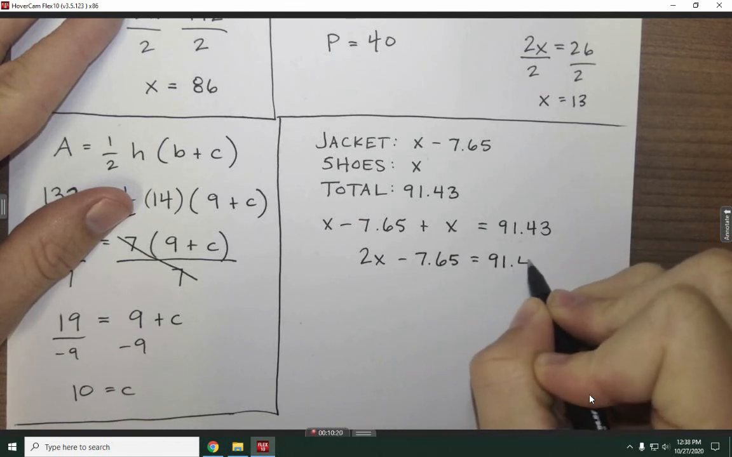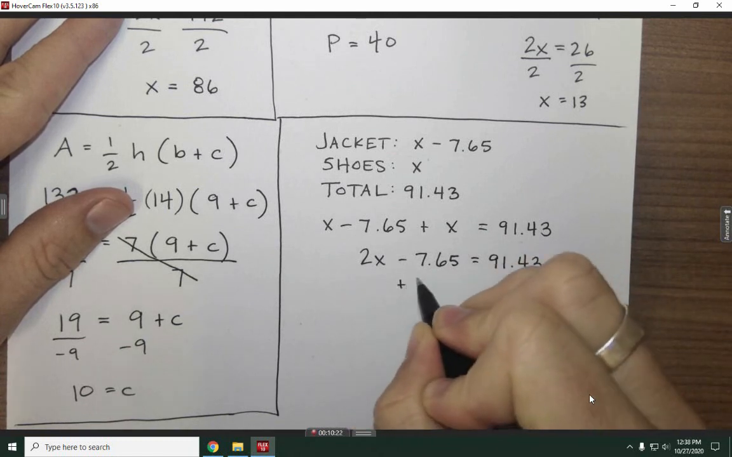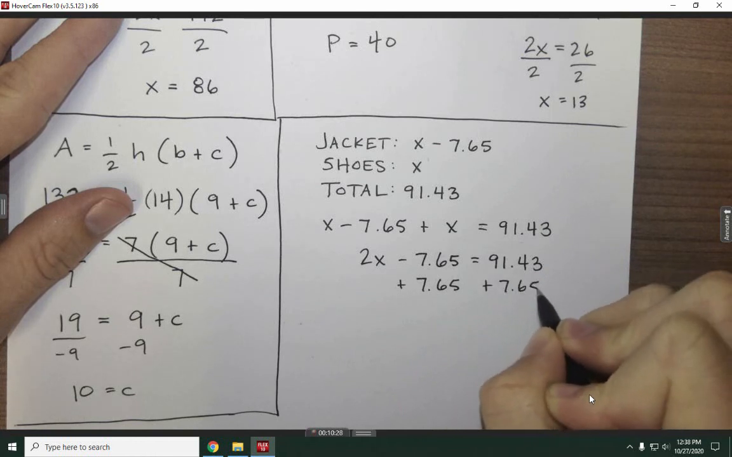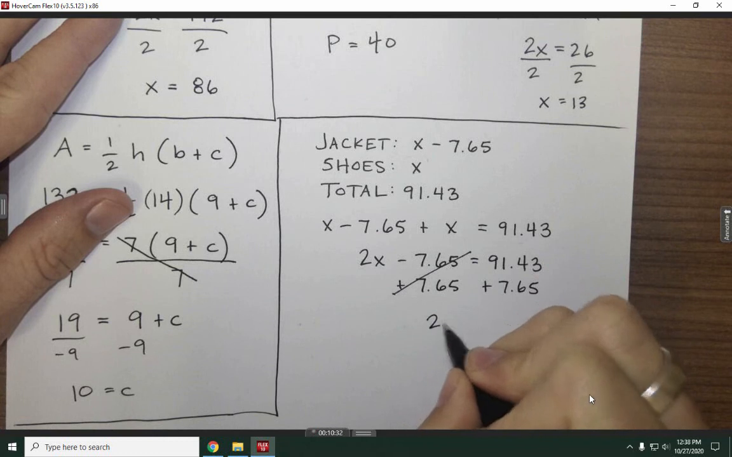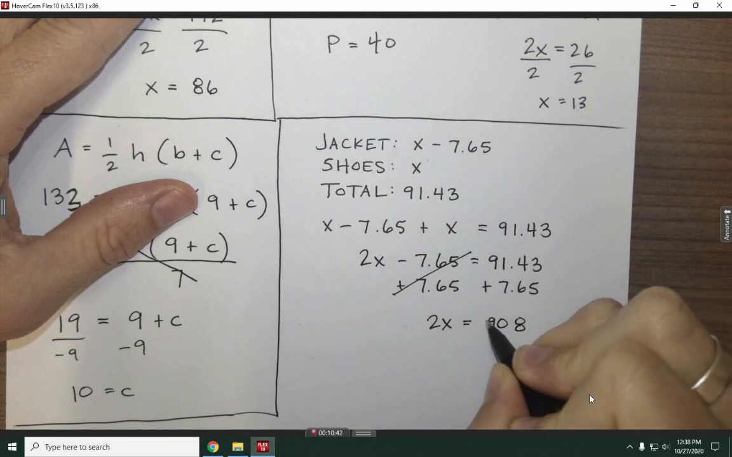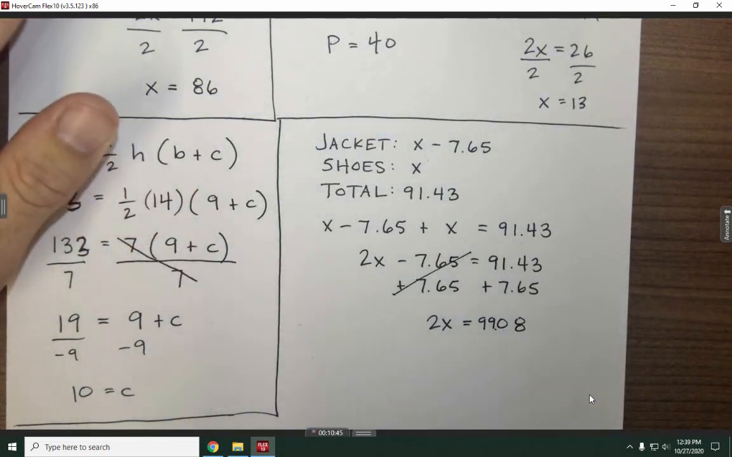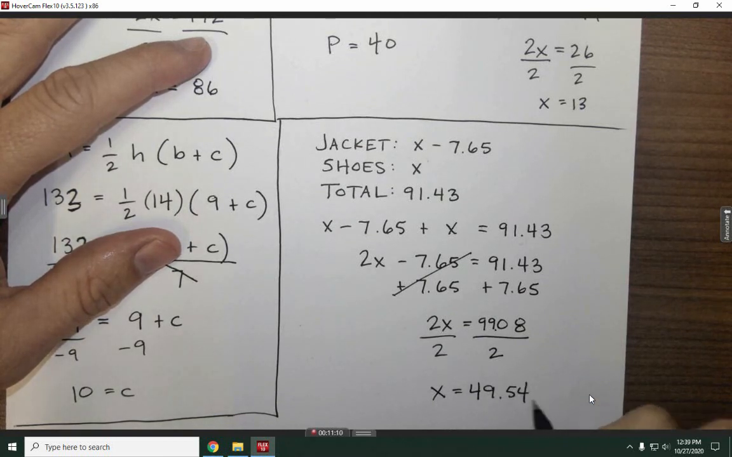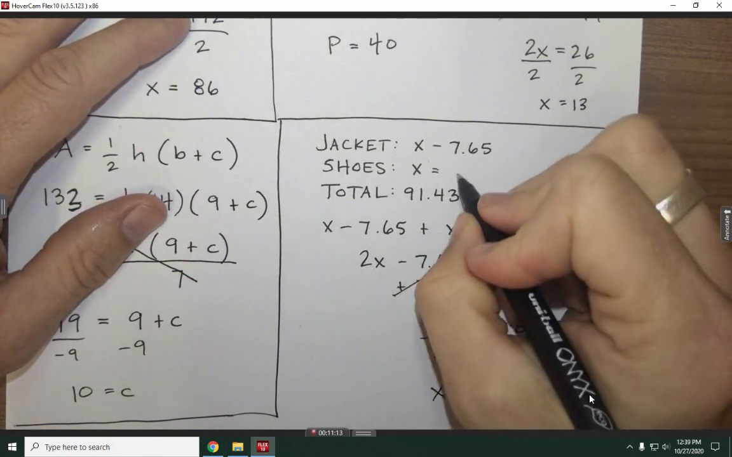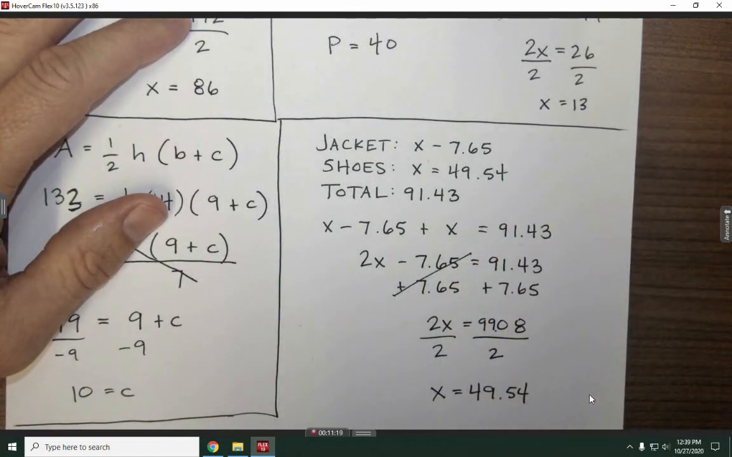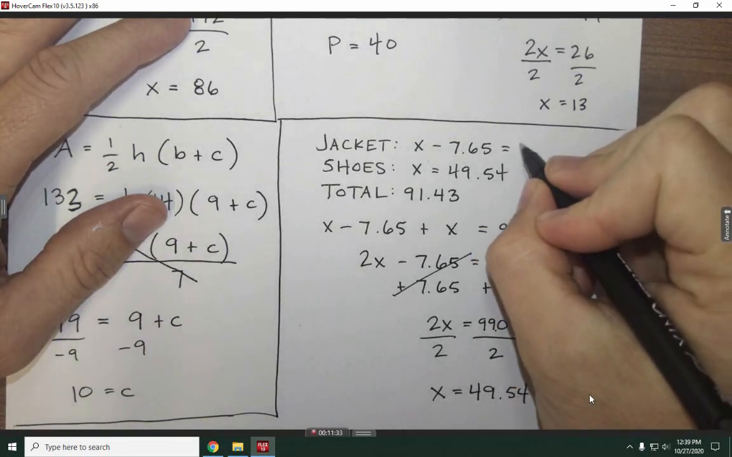So then we're just going to take our 765 and add it on both sides. Cancel away here. We got 2x, and this equals 9908. And we're just going to divide that, and we get 49.4. And so this is the price of the shoes, but we were actually looking for the price of the jacket, which means that we need a minus 765, and that gives us 41.